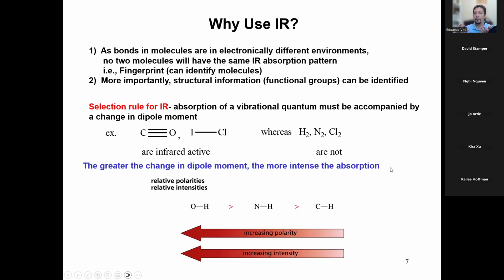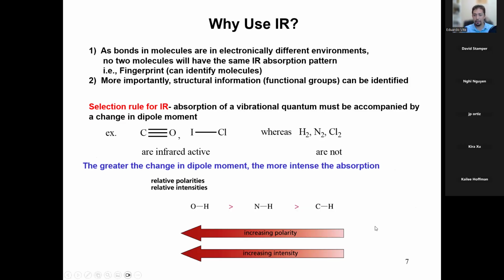Because remember, wave number is a measure of energy strength, 400 to 4,000. Well, if you have a polar bond, that's a very strong bond. Polar bonds are strong bonds. They're hard to break. So when that happens, you need more energy to vibrate it. So polar bonds tend to be higher up in the IR spectra compared to non-polar bonds.